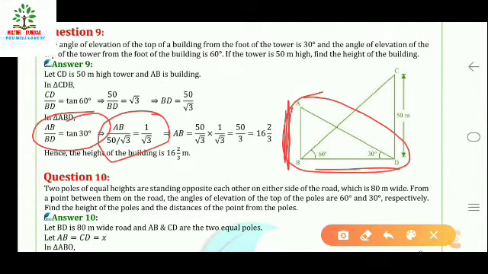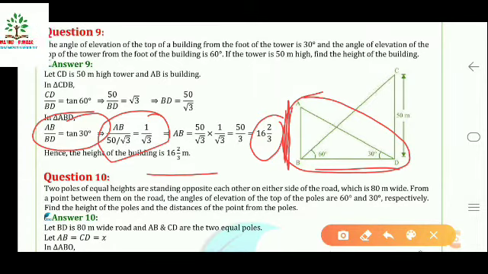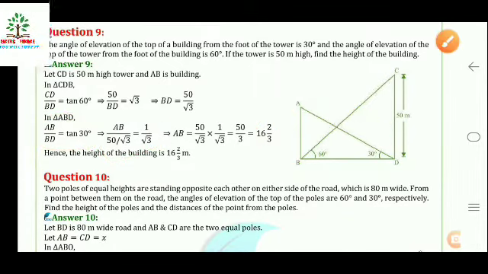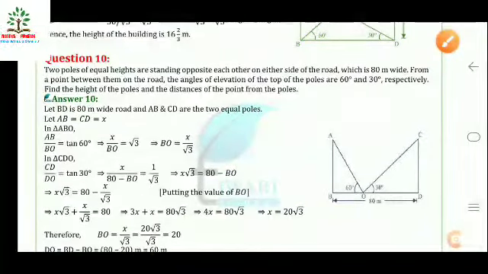On solving this, we'll get the result AB is equal to 16 whole 2 upon 3. So this is the height of the building, that is 16 whole 2 upon 3 meter. So moving towards the next question, question number 10.